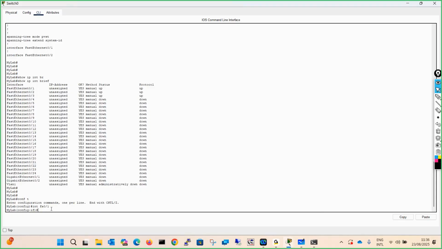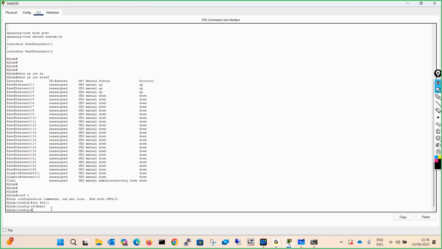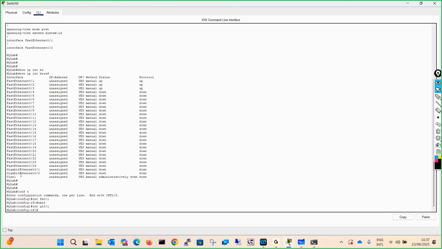So you have entered into configuration interface mode. If you give the command exit, it will take you one mode back. Now, instead of Fast Ethernet, you have given FA. If you want to go to a Gigabit Ethernet port, you will give int gi, and the port number is 0/1.